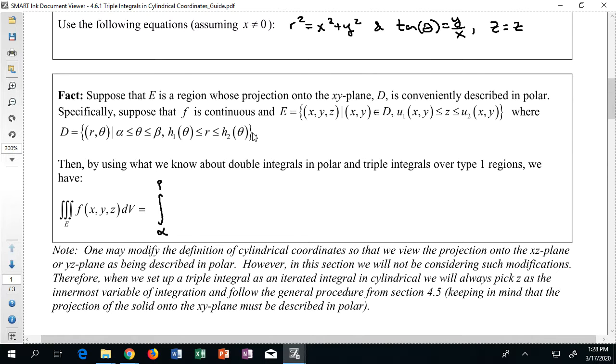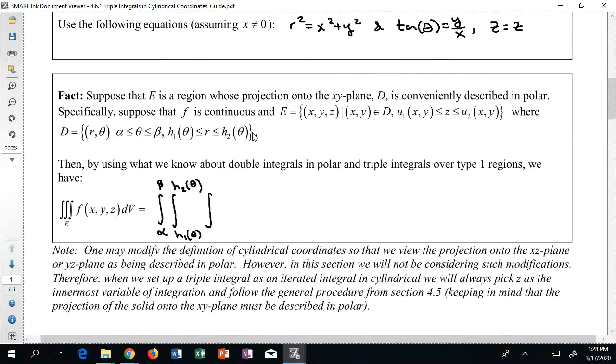My final bounds would be alpha to beta, because those are the bounds on theta. Those would be the numbers. My r might be put up next, and so those would be the bounds on my r variable. And my innermost variable would be my z, because that's where I'm going to establish that floor and ceiling first.